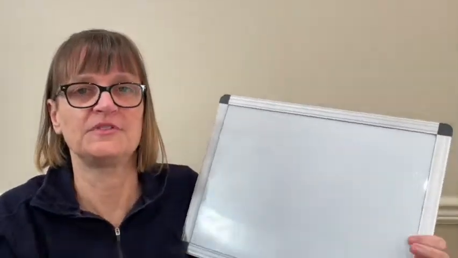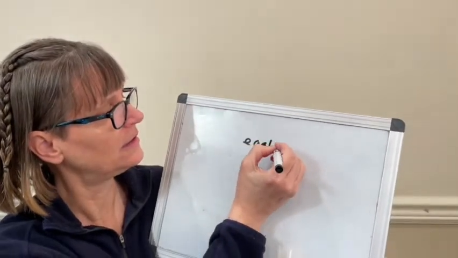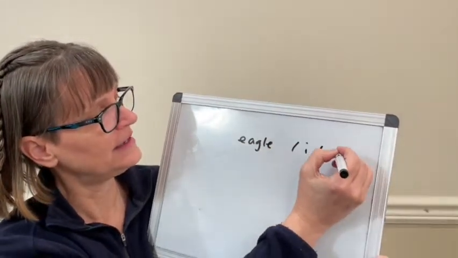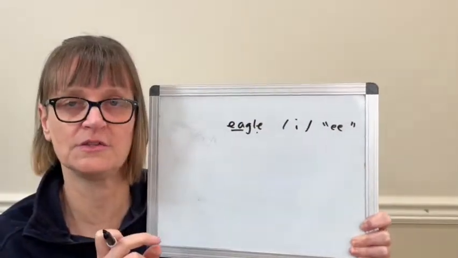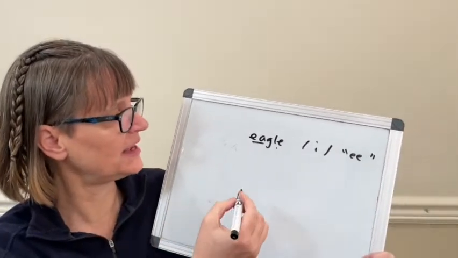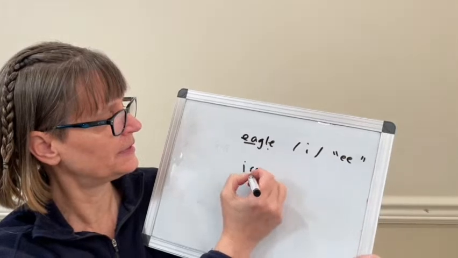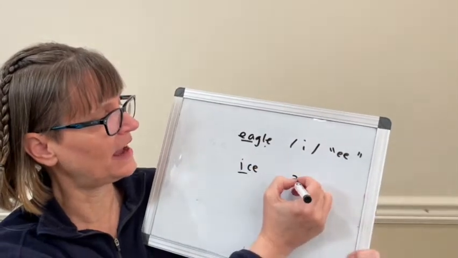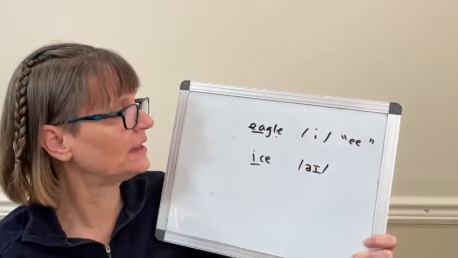So let's take a look at what I mean. If I'm saying a word that starts with E, like eagle, then I'm going to have the E sound, because in eagle, the E is stressed. Same thing if I'm saying ice cream, ice, I'm going to have the I diphthong. The I is stressed. That's the only syllable.